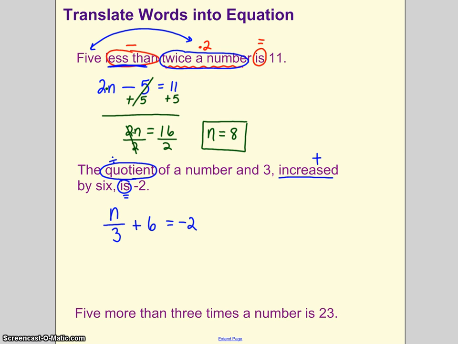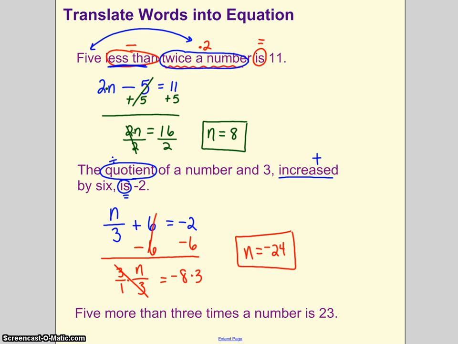Alright, so the operations over here with the n, we've got our division and our addition. To solve, start with any addition or subtraction first. You have a positive 6, so we're going to subtract 6 from both sides. 6 minus 6 is 0, leaving us with n over 3. Bring down your equal sign. Negative 2 minus 6 is a negative 8. Alright, the opposite of dividing by 3 is multiplying by 3. On both sides, your 3's cancel, leaving you with n on the left side is equal to negative 8 times 3 is a negative 24. So we have n equals negative 24.